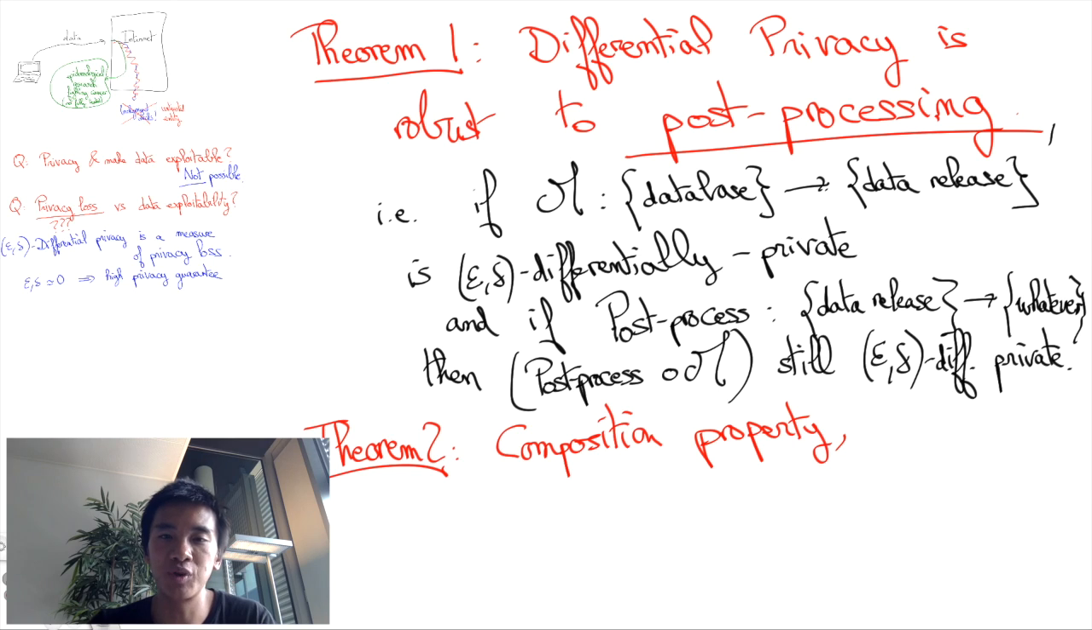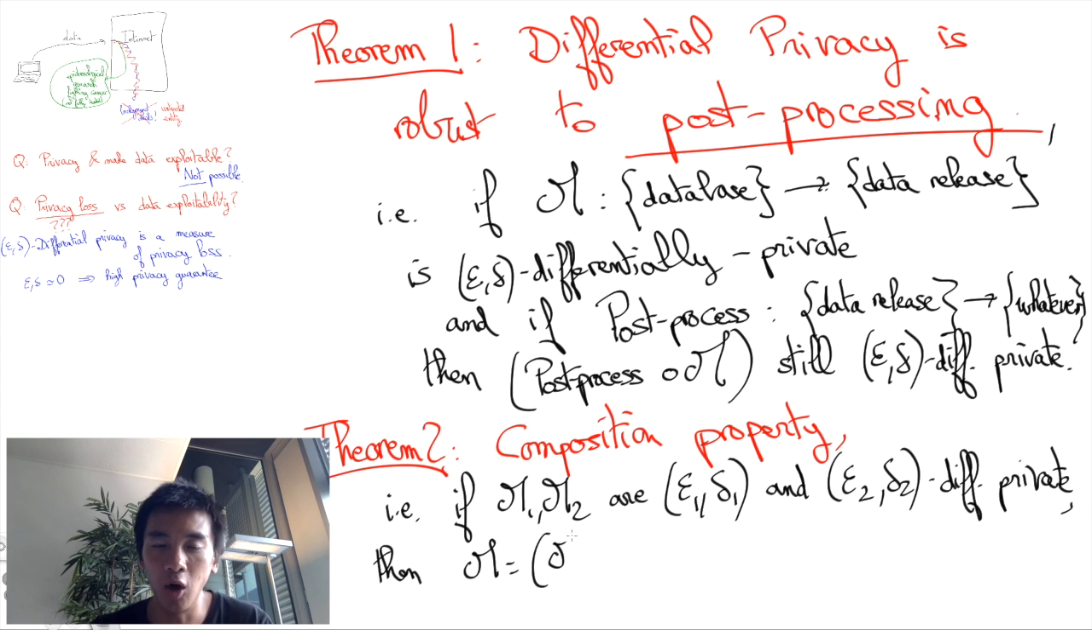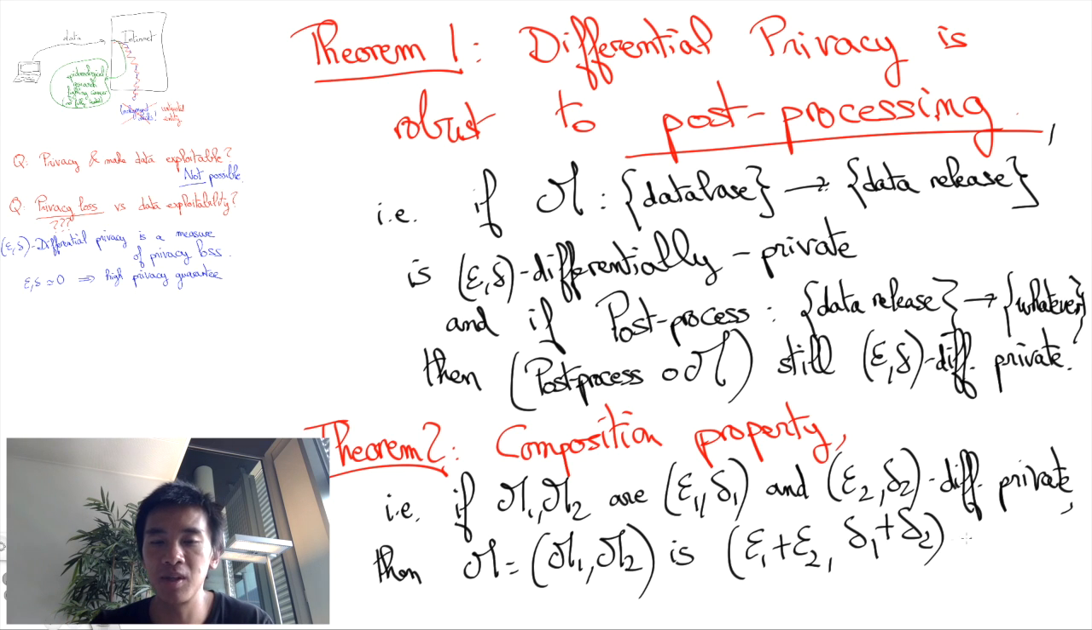If an attacker exploits data from an epsilon 1 delta 1 differentially private mechanism and the data from an epsilon 2 delta 2 differentially private mechanism, no matter what kind of cross computations he attempts, overall loss of differential privacy will be provably at most epsilon 1 plus epsilon 2, delta 1 plus delta 2.